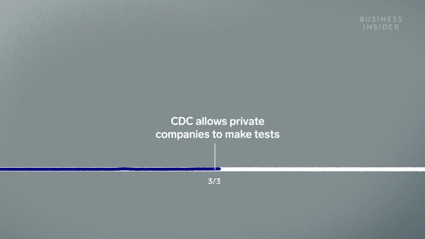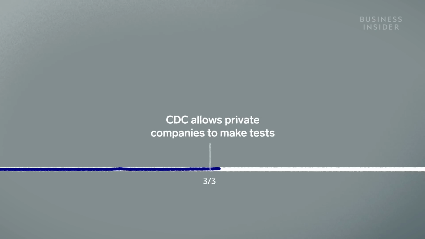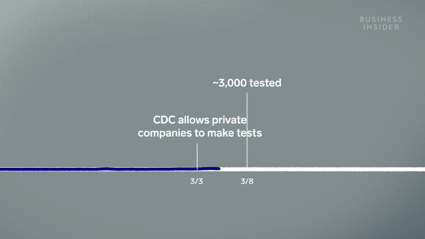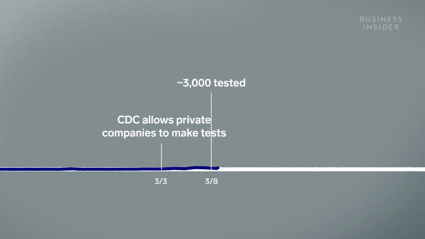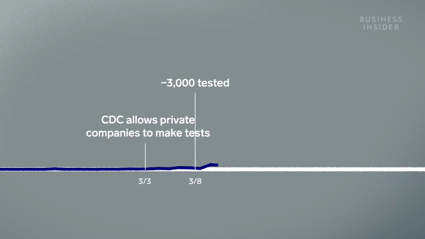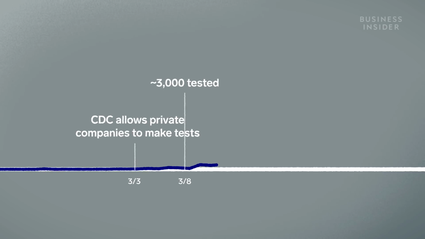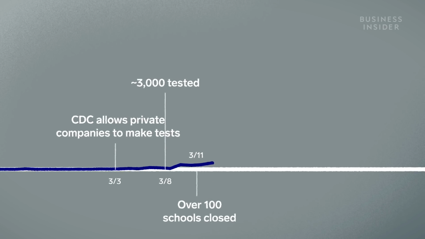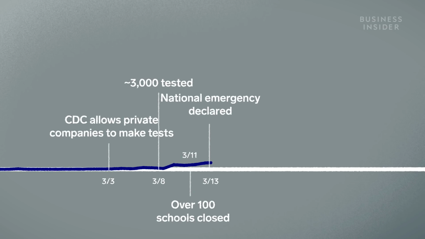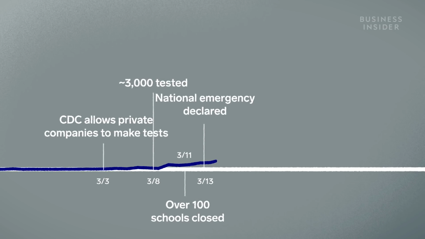Testing only ramped up in early March when the CDC started to allow private companies to develop their own tests. But for a while, tests were only available for people who had traveled from China or had a fever severe enough to be hospitalized. And the lack of contact tracing, quarantine, or physical distancing measures exacerbated the spread. By March 11th, over 100 colleges had canceled in-person classes, but major social distancing steps didn't take place until mid to late March. Almost 2 months after its first case, a national emergency was declared.